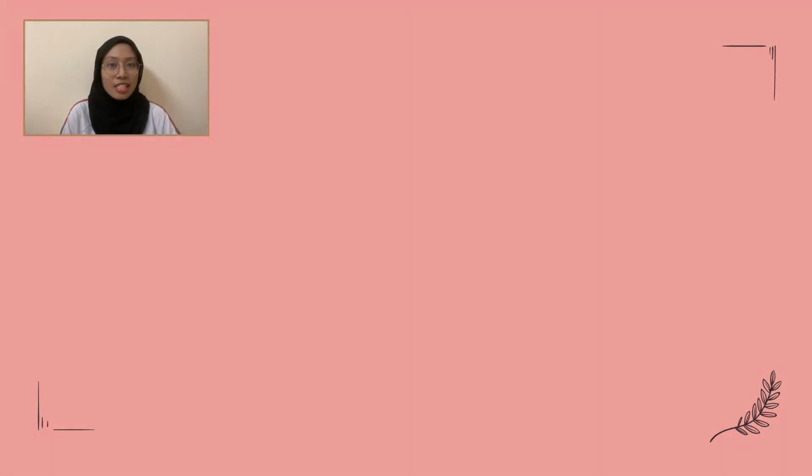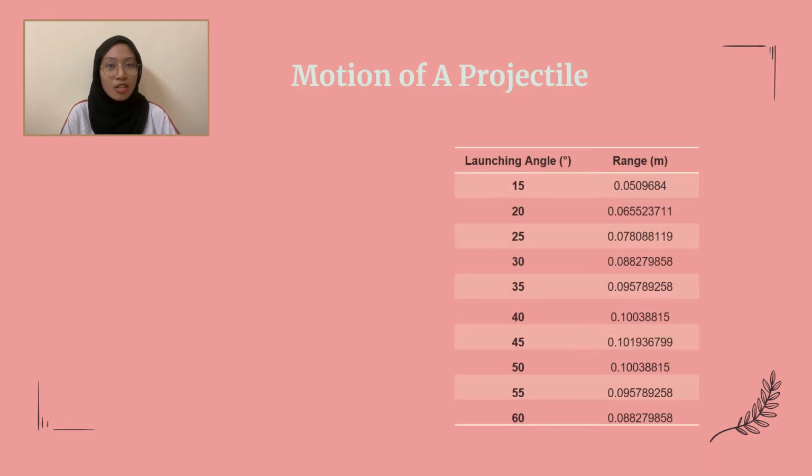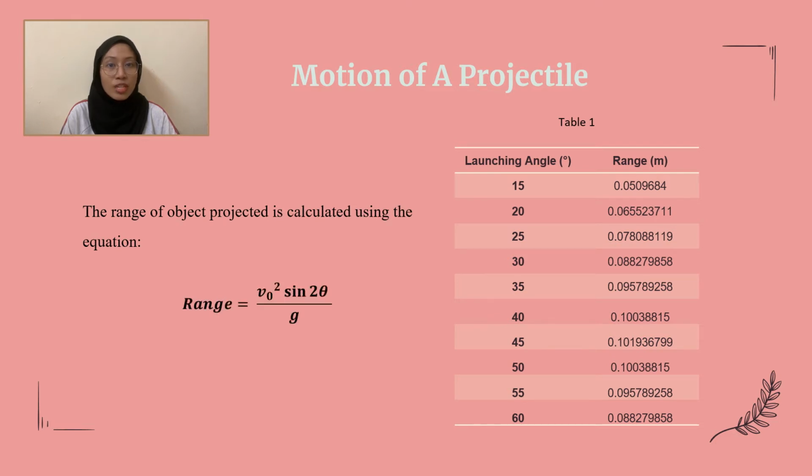To study the relationship between the launch angle and the range of the object projected, the launching angle is manipulated at various values as shown in Table 1. The value of range is calculated using the equation R = v² sin 2θ / g, where g is the gravity.